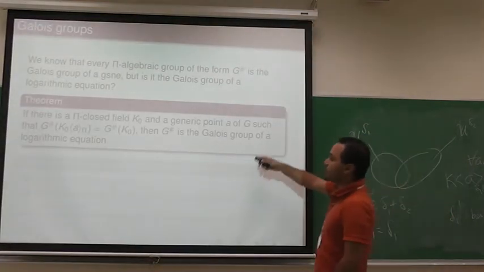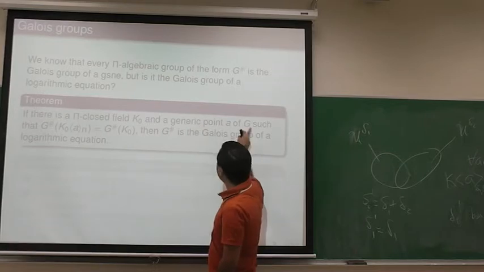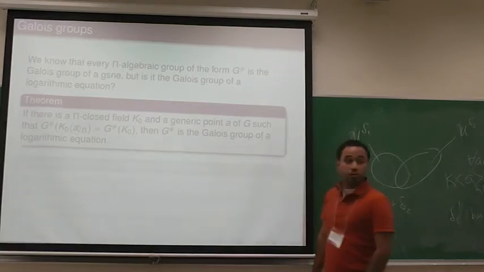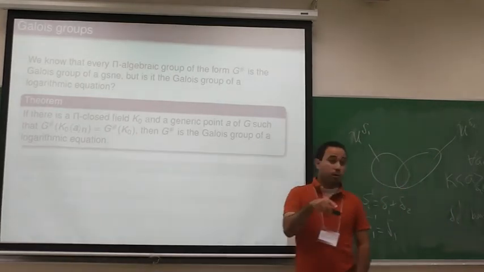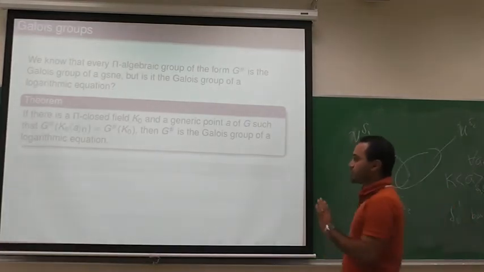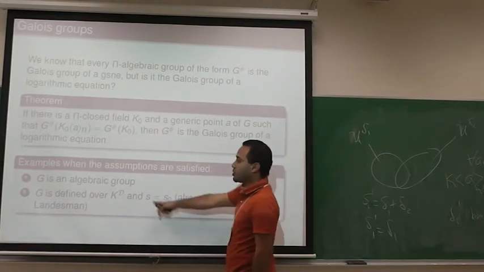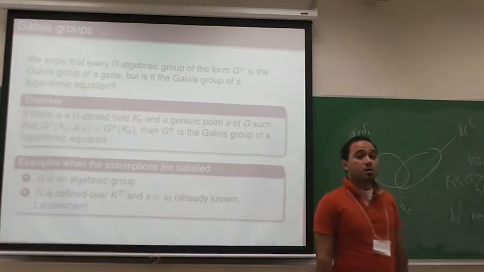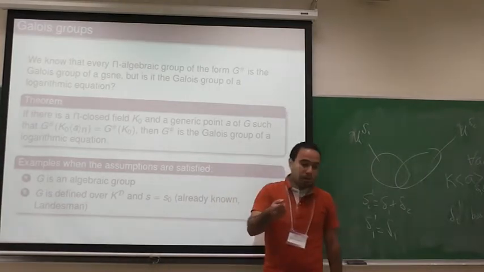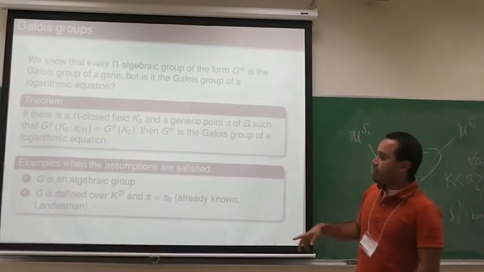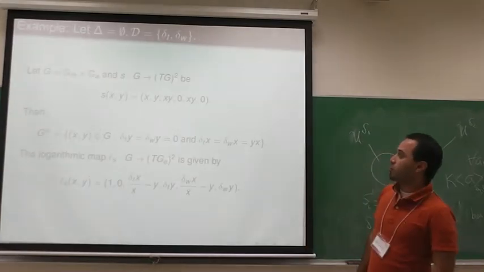Here I give some conditions. For example, suppose that you can find a differential closed field over which the group has a generic point. Then it's true: if I start with a group satisfying this condition, that group is going to be the Galois group of a logarithmic equation. This condition is satisfied in some cases. For example, it's true for algebraic groups and it's true for groups defined over the constants. So if I give you an algebraic group, then G sharp is going to be the Galois group of some equation. And if the group is defined over the constants, then G sharp is again going to be the Galois group of an equation. Okay.